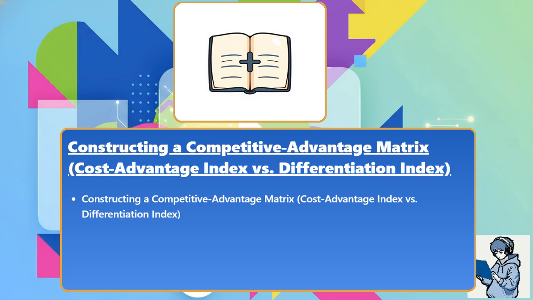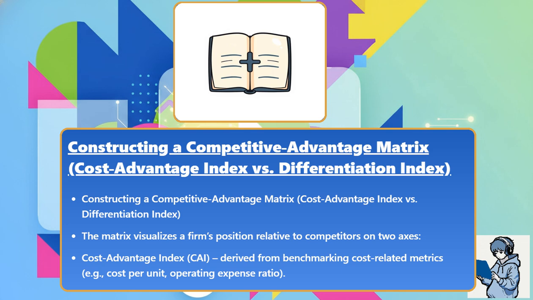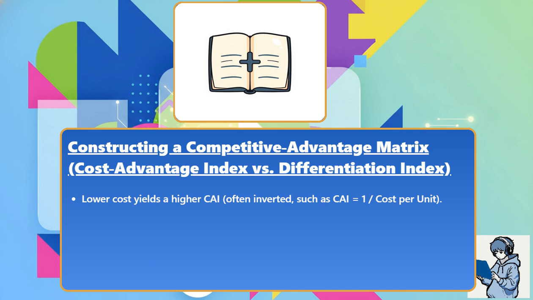uniqueness. Constructing a competitive advantage matrix: cost advantage index versus differentiation index. The matrix visualizes a firm's position relative to competitors on 2 axes. Cost advantage index, CAI, derived from benchmarking cost-related metrics, for example cost per unit, operating expense ratio. Lower cost yields a higher CAI, often inverted, such as CAI equals 1 divided by cost per unit.